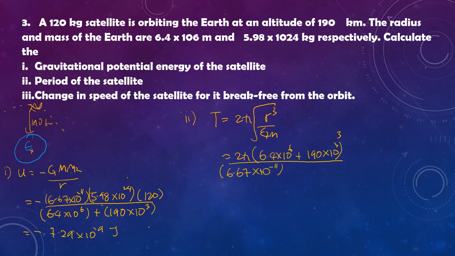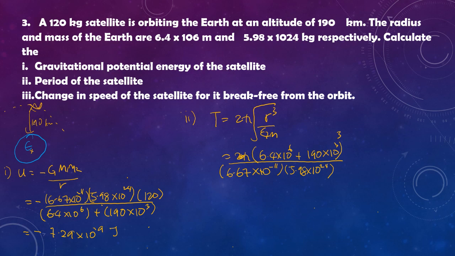Don't worry if you do the question again and again, so the constant G is always in your mind: 6.67 times 10 to the negative 11. And the mass of the Earth is given by 5.98 times 10 to the power 24.